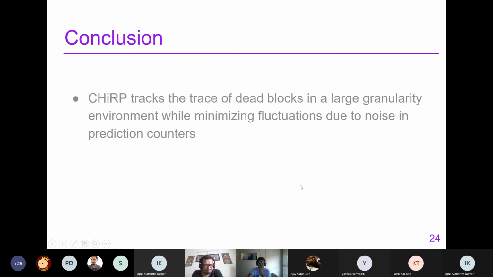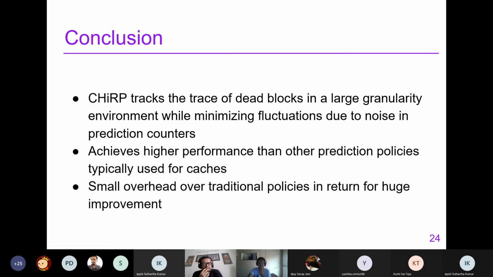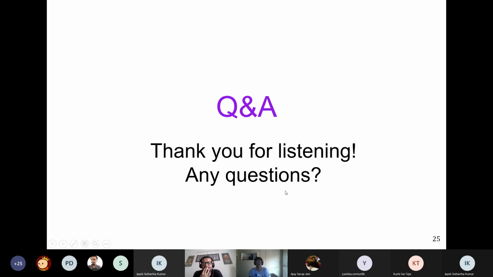And yeah, the conclusion is that CHIRP tracks dead blocks within a larger granularity environment, and also eliminates the noise in prediction context, preventing it from saturating by using a selective hit update policy. And it achieves higher performance than other prediction policies typically used for caches, and has a smaller overhead than traditional policies, but gives a much huge improvement over it, almost double that of SRRIP. Yeah. This concludes my presentation. I'm open for questions.